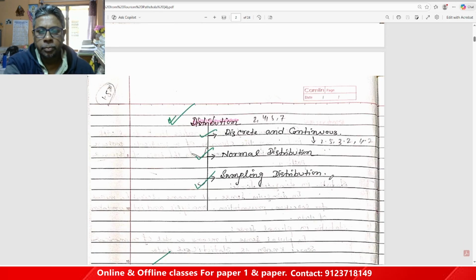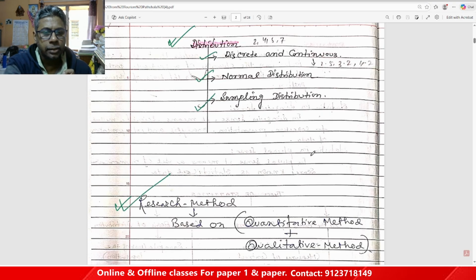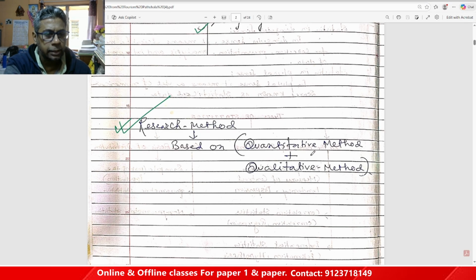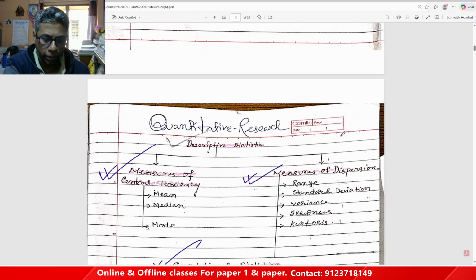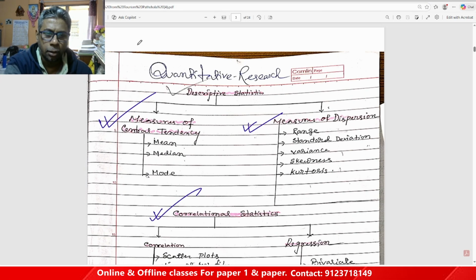Distribution of data can be divided into three parts: discrete and continuous, normal distribution, and sampling distribution. And basically, research method is based on quantitative method and qualitative method. This is our final revision strategy. And descriptive research: descriptive, qualitative, and quantitative research.